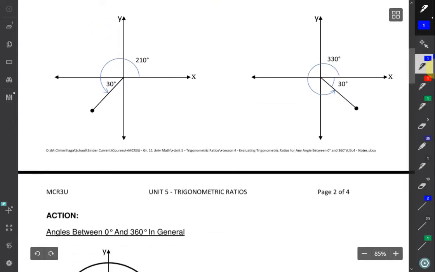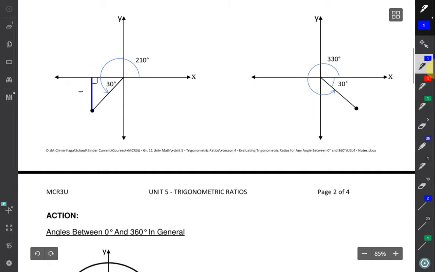Coming down to these triangles, negative 1, 2, and negative the root of 3. The sine of 210 degrees is equal to the opposite, minus 1, over the hypotenuse, which is 2. That's minus 1/2. The cos of 210 degrees is equal to the adjacent over the hypotenuse, which is negative root 3 over 2, giving us negative root 3 over 2.